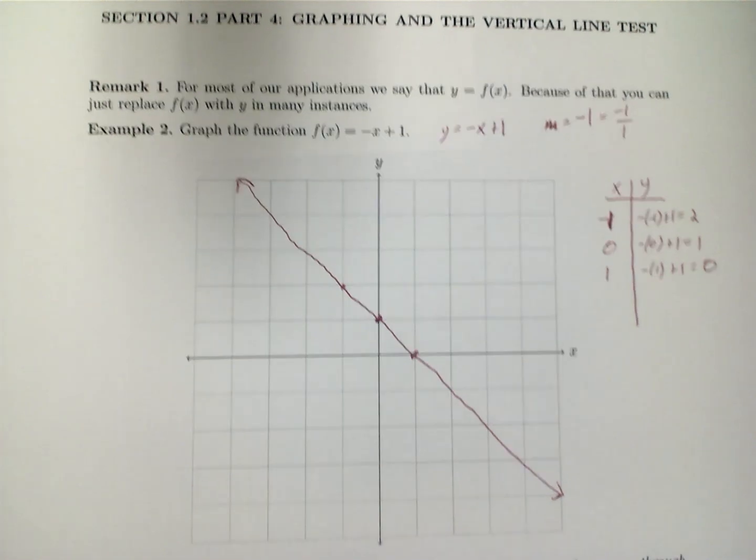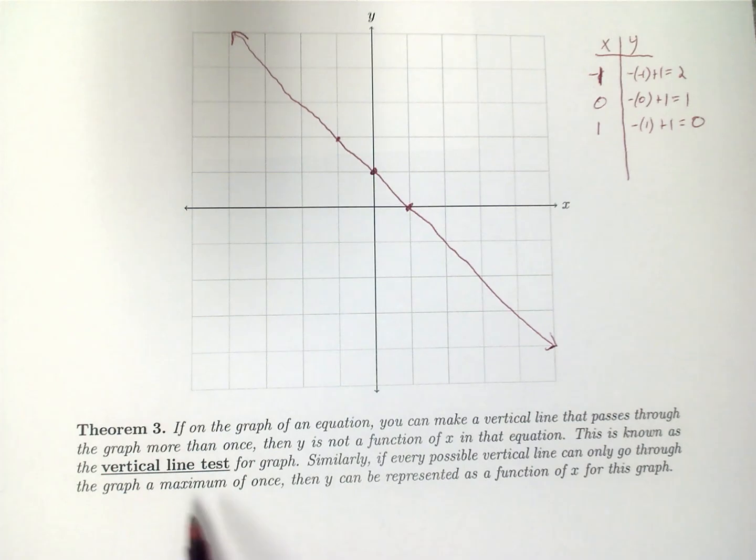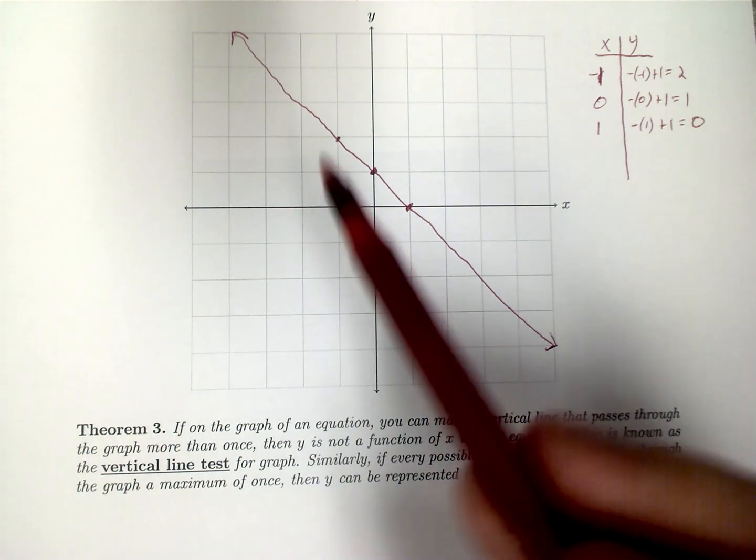So with that out of the way, if on the graph of an equation you can make a vertical line that passes through the graph more than once, then we can say y is not a function of x in that equation, or y cannot be represented as a function of x. This is known as the vertical line test for the graph. Similarly, if every possible vertical line can only go through the graph a maximum of once, then y can be represented as a function of x for this graph. So it goes both ways.